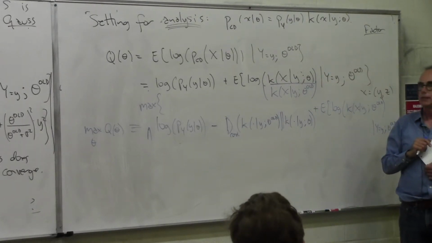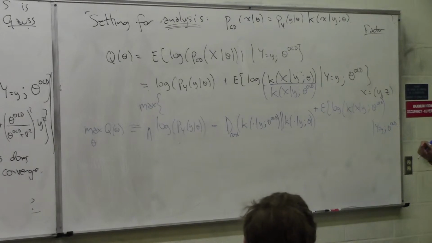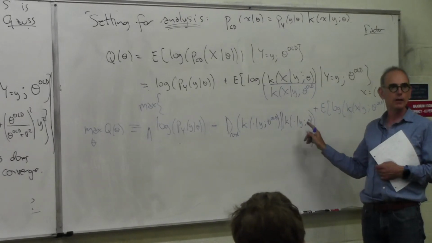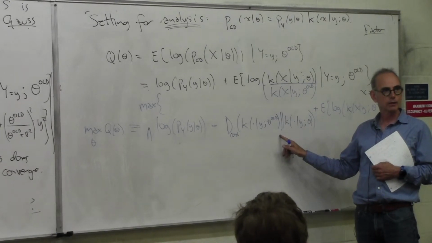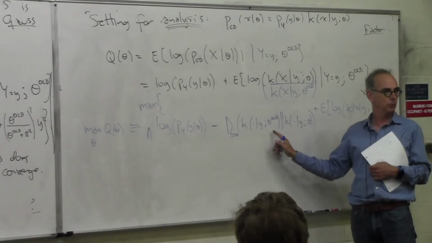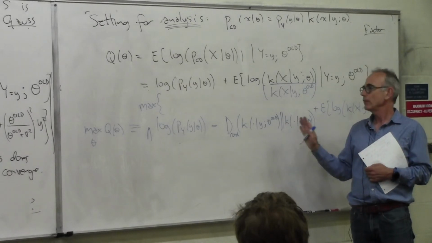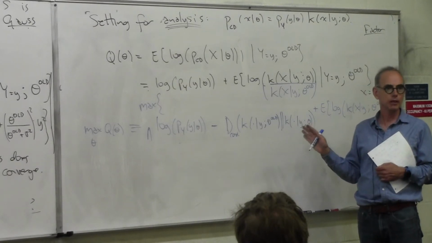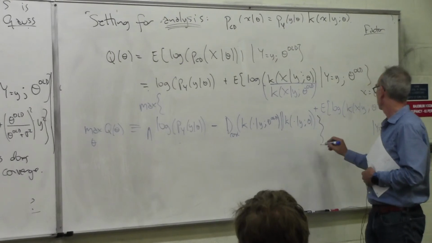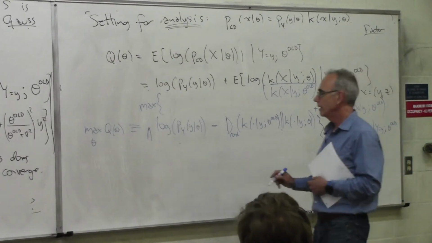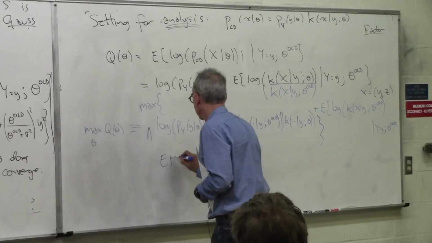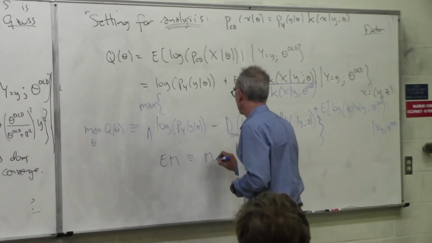But that's okay. So basically, in EM, what we're doing is trying to make our new guy close to the old guy. This is a penalty for deviating from your old guess. So this can be viewed as a standard regularization trick. So EM is ML plus regularization.